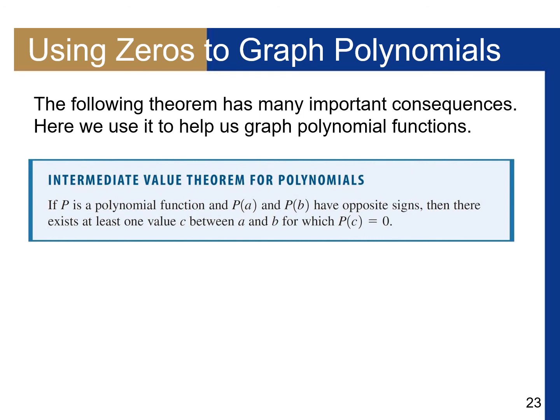So the following theorem has many important consequences. We use it to help us graph polynomial functions. This is the intermediate value theorem. Now this should be called the common sense theorem. If P is a polynomial and you have two points, point A and point B, and when you plug them in, you get opposite signs, one of them negative, one of them positive, then that tells you that somewhere along the line, it crosses 0 on the x-axis.